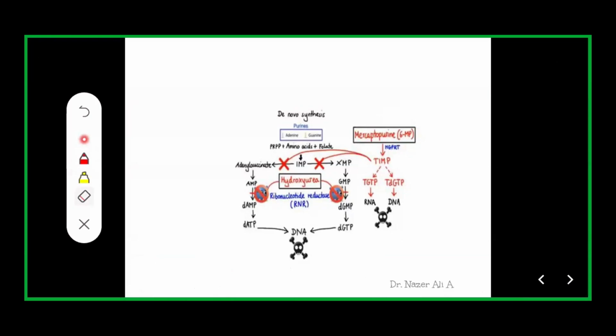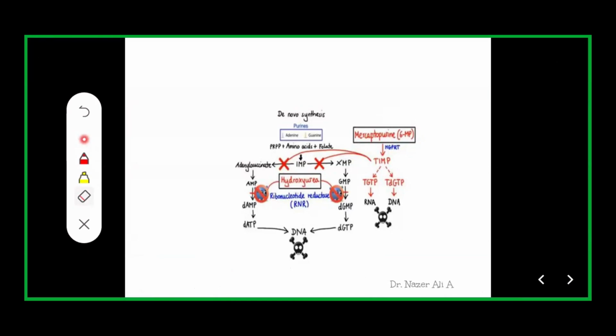This is thioinosine monophosphate. The prodrug will be converted to TIMP. Now this TIMP will inhibit several chemical reactions that involve inosine monophosphate, including the conversion of IMP to adenylosuccinate. Normally, IMP will be converted to adenylosuccinate and also xanthine monophosphate. These two reactions are inhibited by this thioinosine monophosphate.